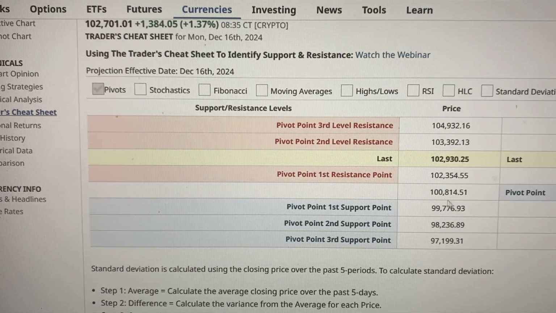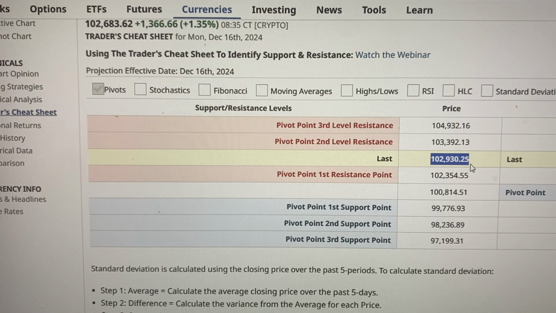Conversely, less than or greater than. Right now you can see that Bitcoin is greater than pivot point 1, the resistance point, which is 102,354.55, and it is now trading at 102,930.